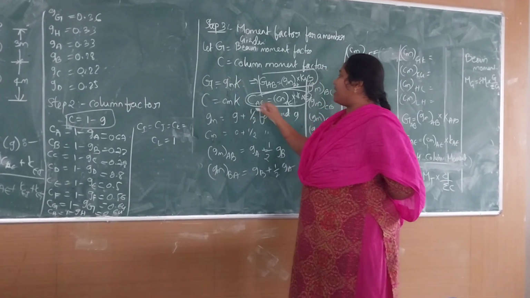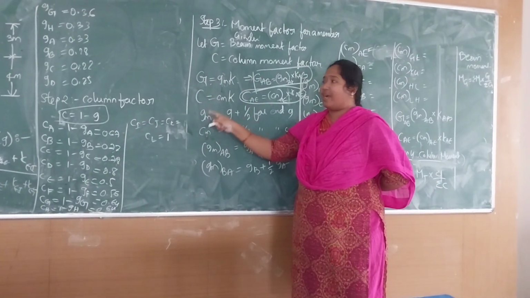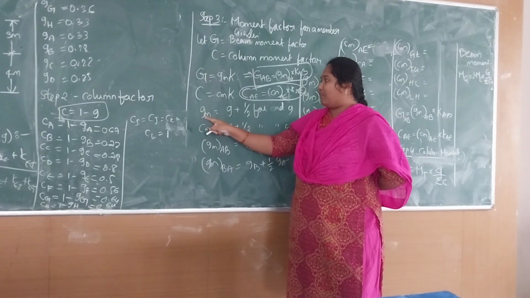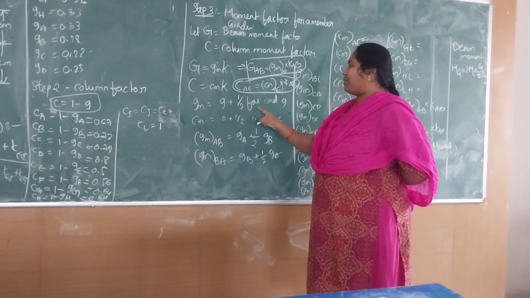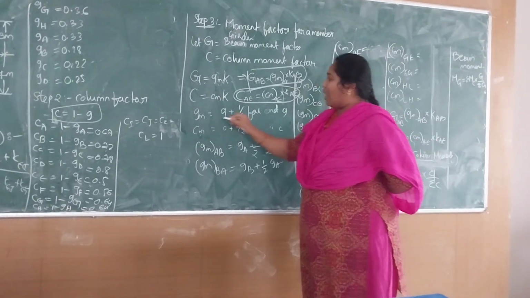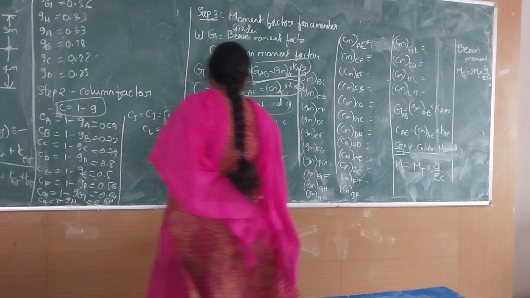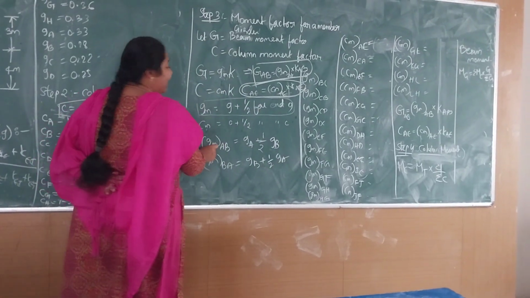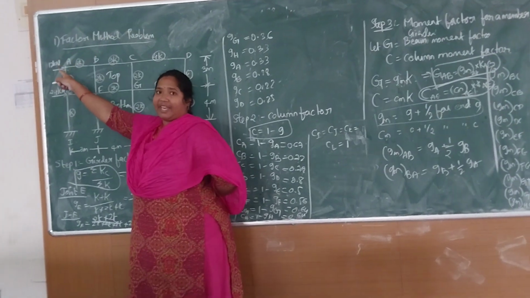Now, what is the meaning of gm? gm is nothing but the girder moment factor. gm is equal to g plus half of the far end g. Now, how can we calculate small gm here? I will give an example. See here, gm means girder moment. Girder moment means it is a beam, no? Which beam are we taking?